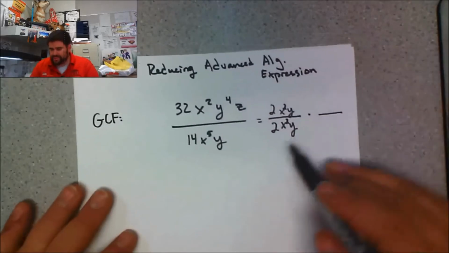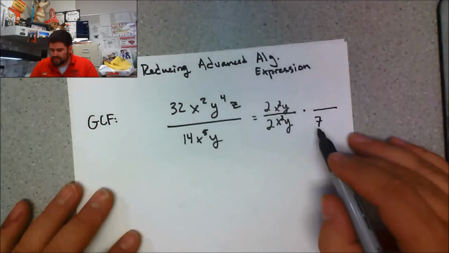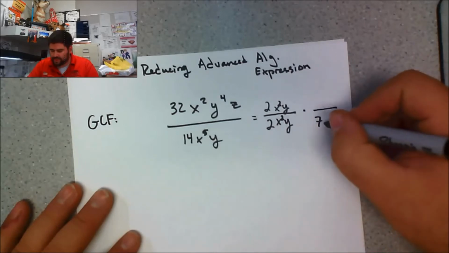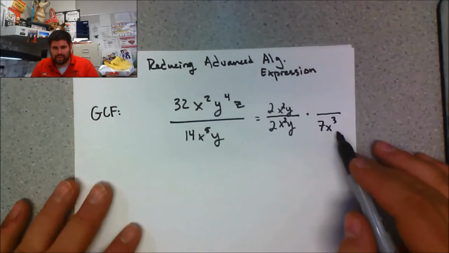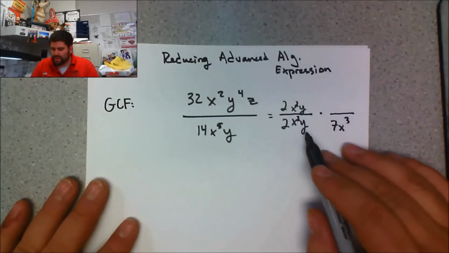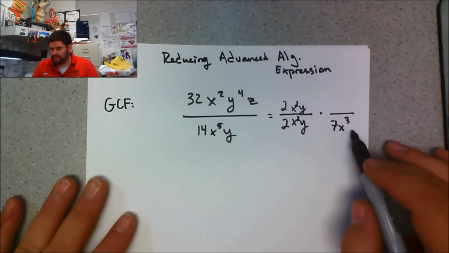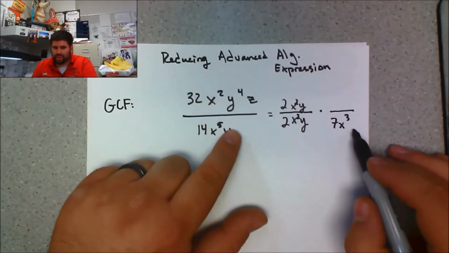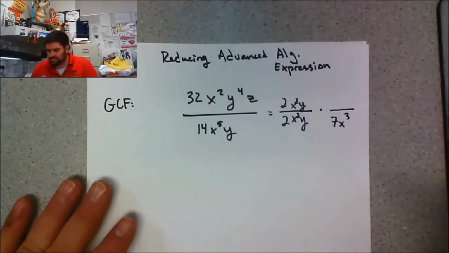That's going to make the bottom easy. 2 times what equals 14? Well, that's just 7. And I need to have 5 x's, or x to the 5th power, so I need an x cubed on the bottom. I do not need to bring a y with me here because I've already used it. If I put another y here, that would be like saying y times y, and that would have ended up being y cubed, and we don't want that. We want an equivalent fraction.